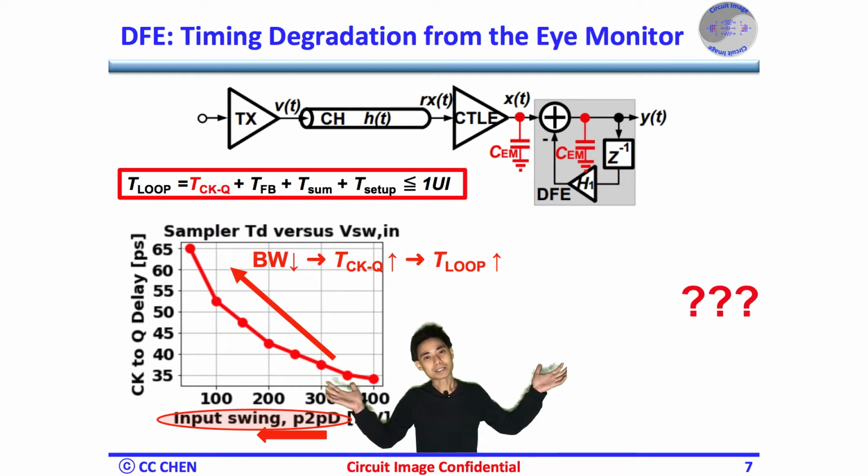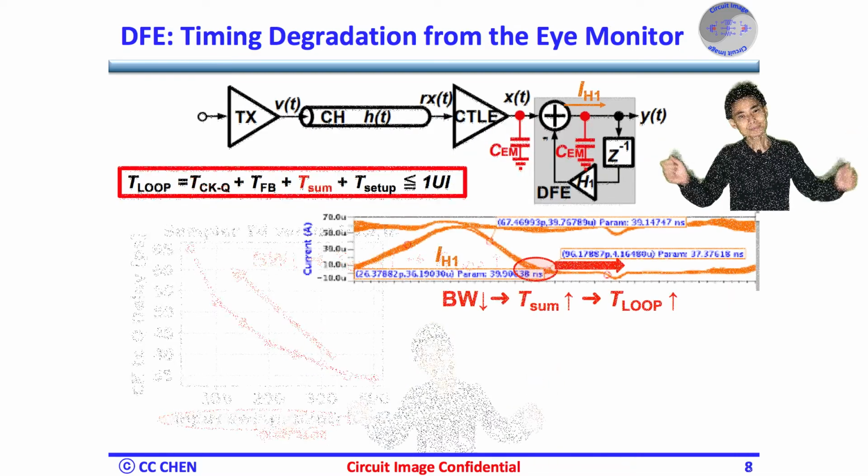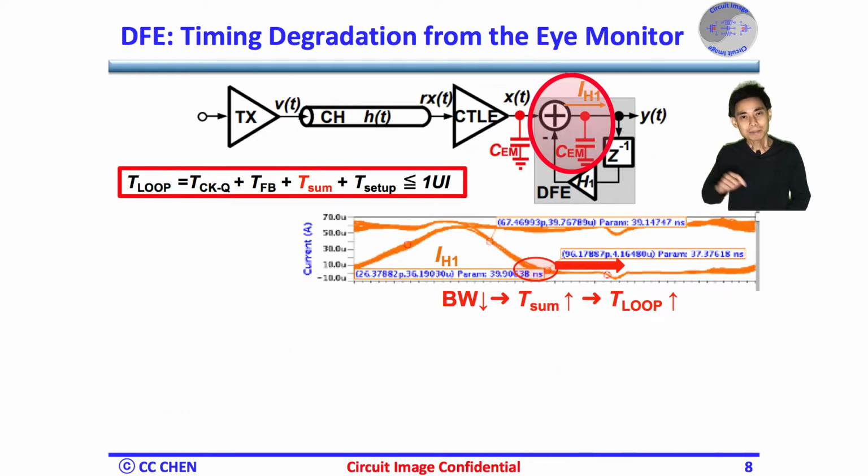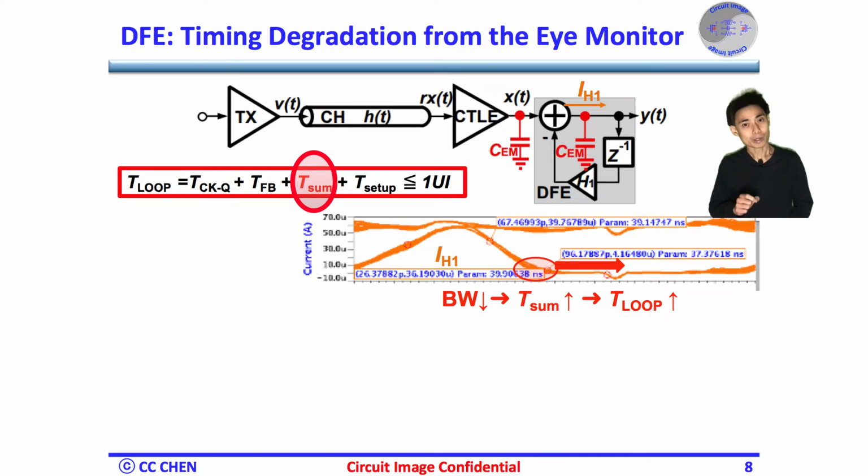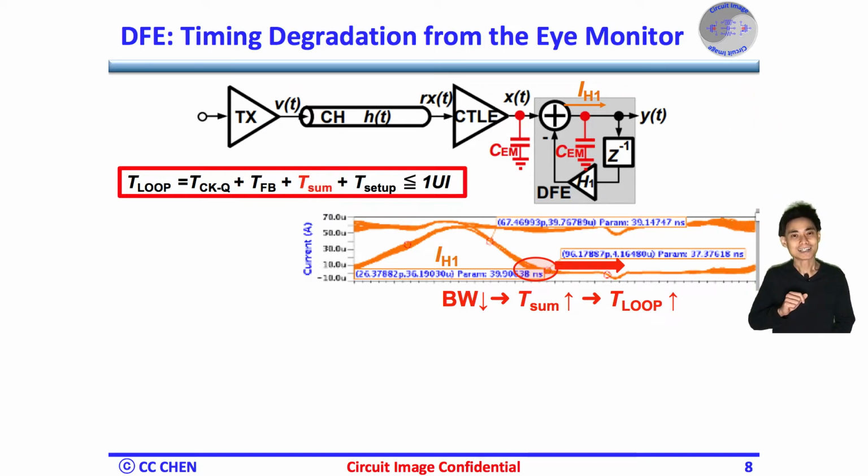What other timing degradation image is here? Yes, the summing node, or DFE's output settling time. Like the CTLE, if the eye monitor is connected to the DFE's output y(t), then the summing amplifier's bandwidth would decrease, and the aggregate summing time would take too long to meet the 1 UI timing constraint as well. Here is a current image of the summing node's settling behavior, and we want the complete switching time to be as early as possible.